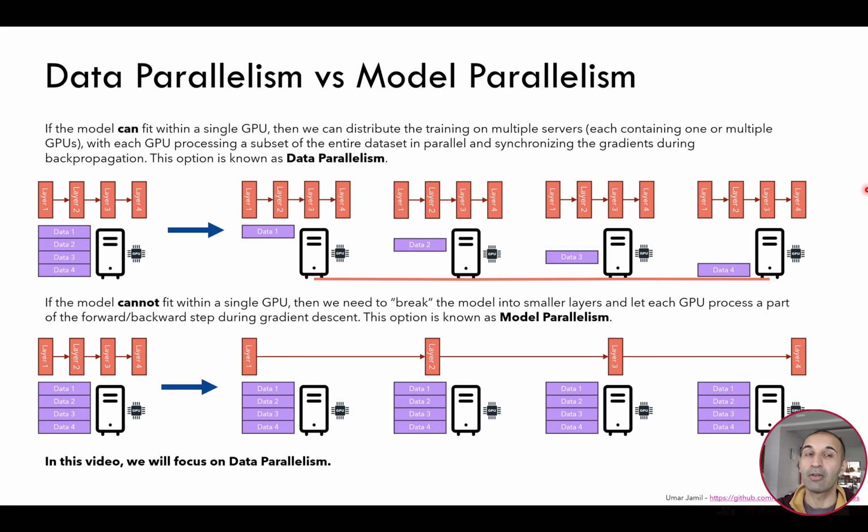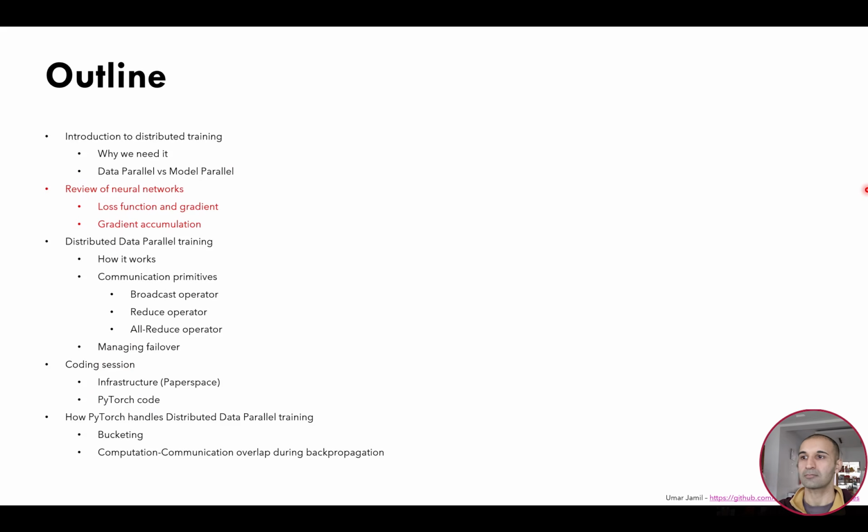In this video, we will focus on data parallelism. So we pretend that we have a model that is complex, but it can fit on a single GPU, but we have a lot of training data, and it's taking forever to train it on a single computer. So we want to distribute this training on multiple computers or multiple GPUs, such that each GPU will train on a subset of the data.